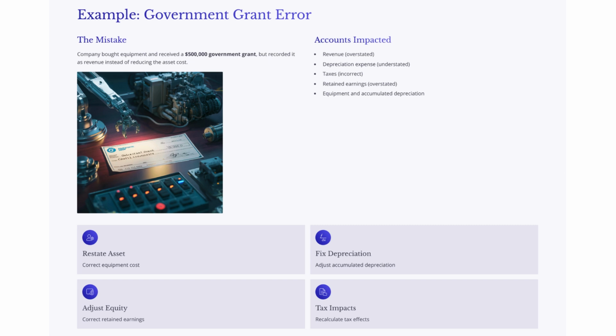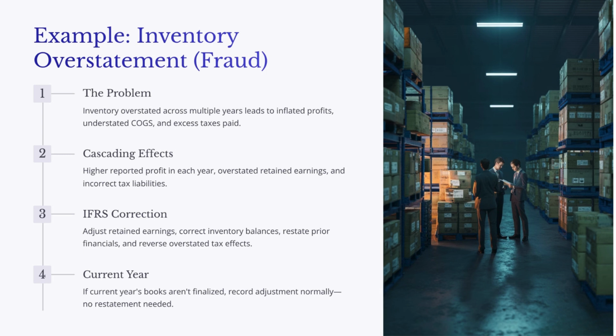Okay, that example dealt with a simple error. Now let's look at a situation where fraud causes inventory to be misstated over several years. If inventory is overstated, profit is overstated. In a fraud case spanning multiple years, we may have inflated inventory balances, understated COGS, higher profit reported in each year, excess taxes paid, overstated retained earnings. To fix it, IFRS requires adjusting retained earnings, correcting inventory balances, restating prior financials, reversing overstated tax effects, and if the current year's books haven't been finalized yet, the current period adjustment can be recorded normally. No restatement needed there. Great.